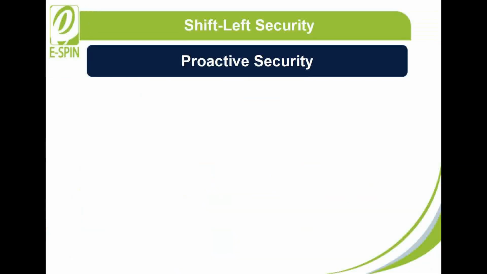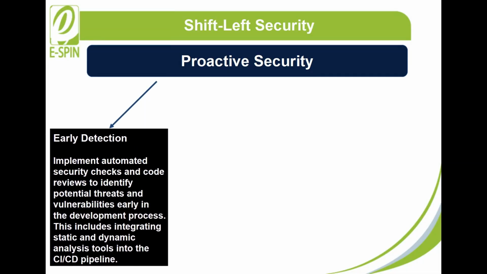Proactive security is the third component of shift-left security. Proactive security includes early detection, continuous improvement, and an example. Early detection: implement automated security checks and code reviews to identify potential threats and vulnerabilities early in the development process. This includes integrating static and dynamic analysis tools into the CI/CD pipeline. Continuous improvement: encourage continuous feedback and improvement by regularly reviewing and updating security practices based on new threats and vulnerabilities. This proactive approach helps in adapting to evolving security challenges.